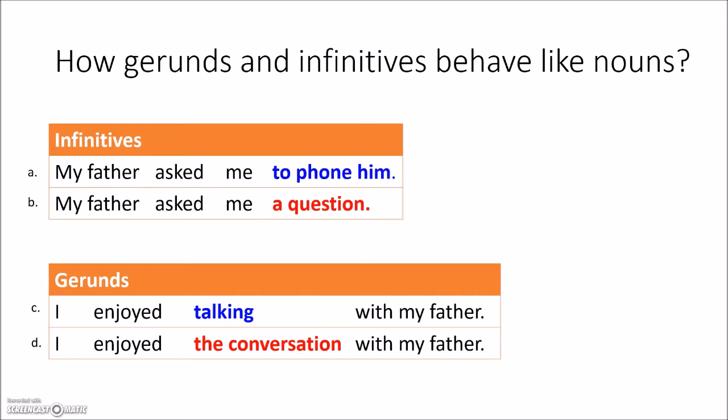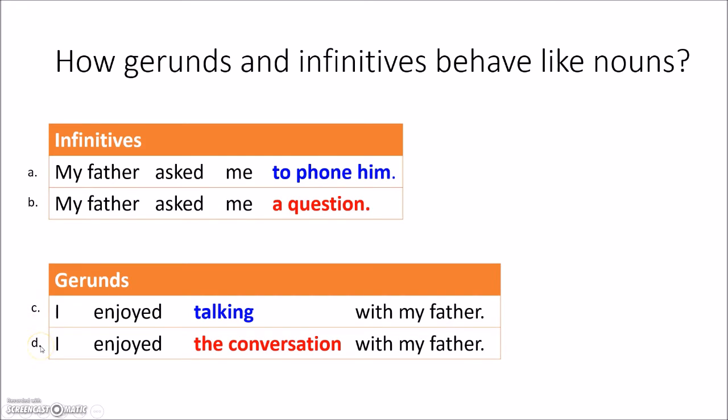We always say that gerunds and infinitives behave like nouns, but how do they behave like nouns actually? Let's take a look at sentences A and B first. For sentence B, my father asked me a question. My father here is the subject of the sentence. Ask is the verb. Me is the indirect object. And a question is the direct object of the sentence, and it takes the form of a noun. When you're comparing sentences A and B, you can easily find out that the two sentences have the same structure. That's why you can deduce that in sentence A, the to infinitive, to phone him, behaves like a noun.